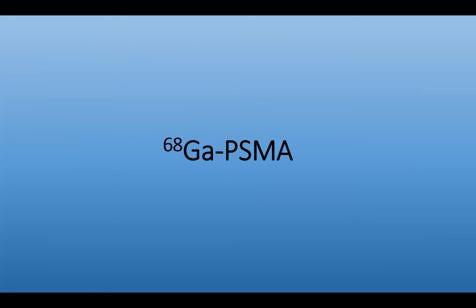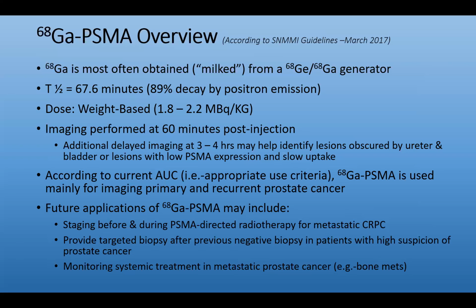So this is gallium-68 PSMA. There are some relatively new SNMMI guidelines published in 2017 that you can look up if you ever have to do one of these scans. So gallium-68 is obtained from milking a germanium-68 gallium-68 generator. It has a half-life of 67.6 minutes with 89% decay by positron emission.